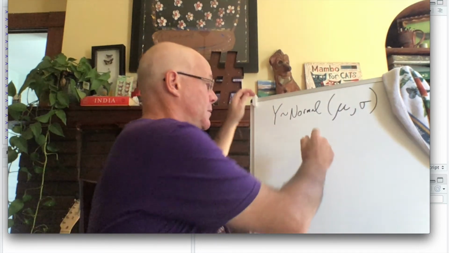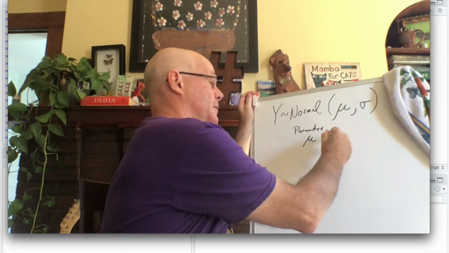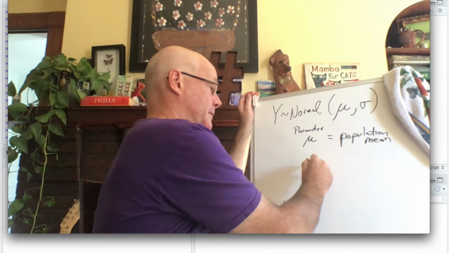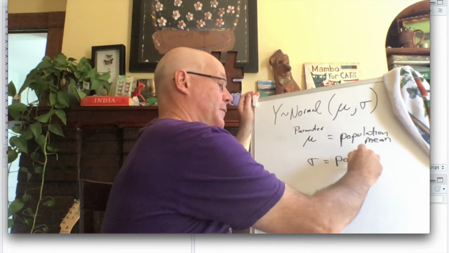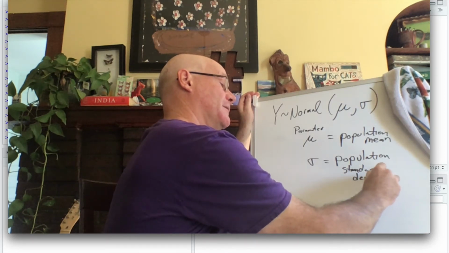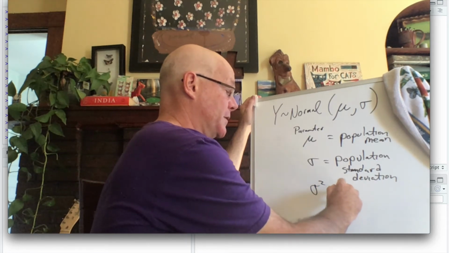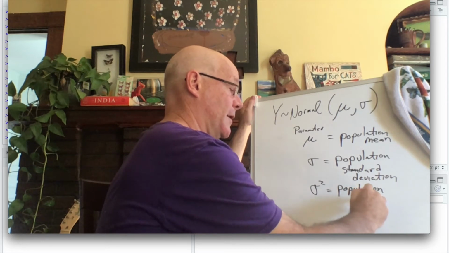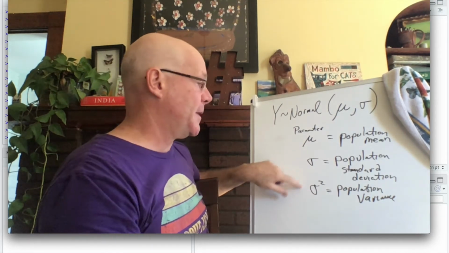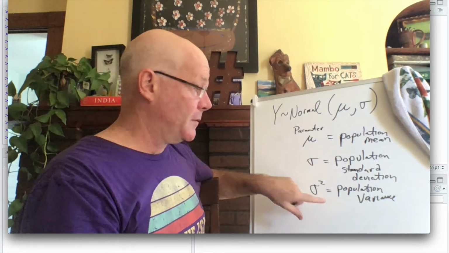Okay, mu is the parameter. The parameter mu is the population mean. Sigma is the population standard deviation. Sometimes this will be parameterized as the square of this, which is the population variance. These are not mathematically obviously interchangeable, but they're used interchangeably depending on how people want to describe the normal. The variance is simply the square of the standard deviation, which means that the standard deviation is simply the square root of the variance.